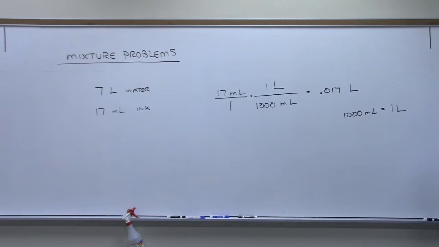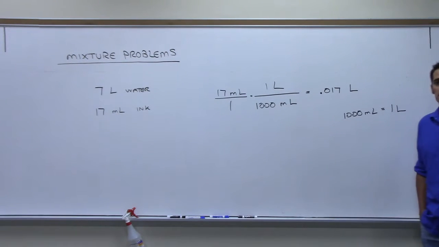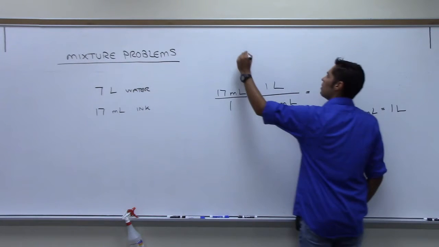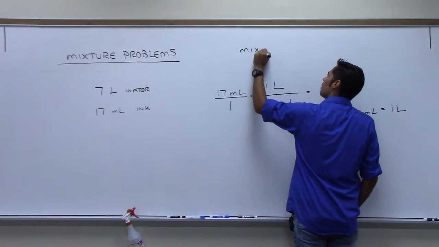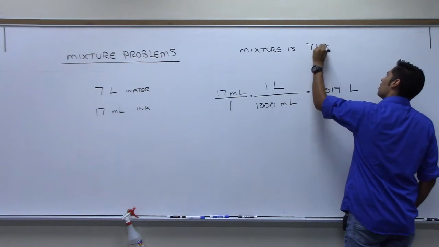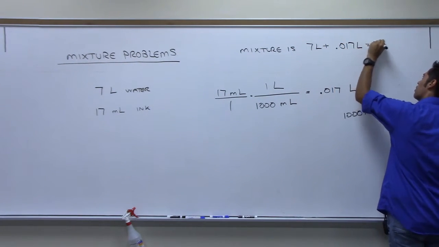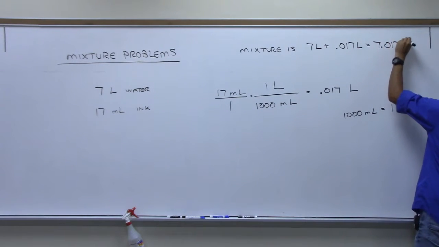That's how much ink you have, right? Add it to the water. Yeah? So your mixture is the 7 liters plus the .017 liters, which of course is just 7.017 liters.